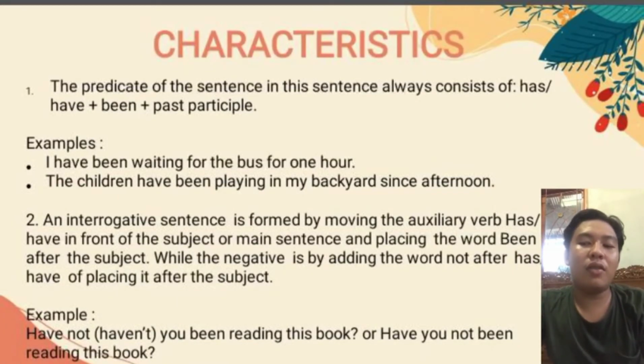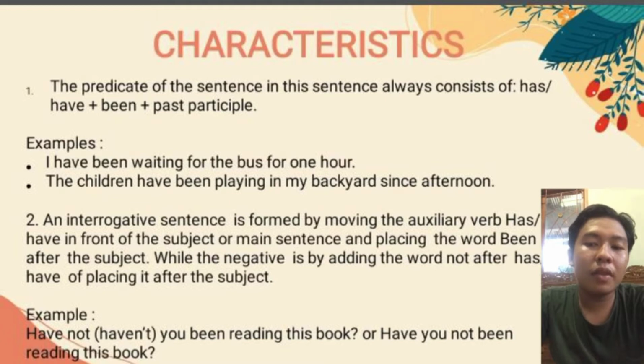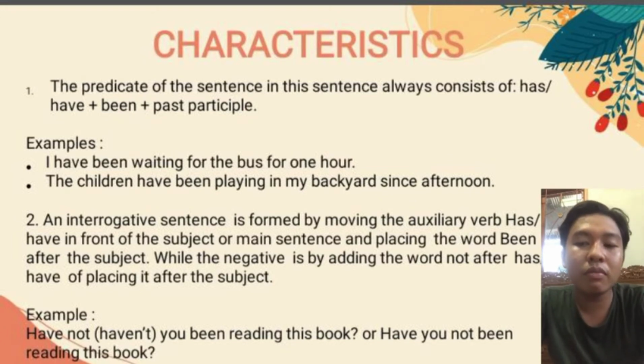Hello, I'm Padu. Today I want to tell you about the characteristics. The predicate of the sentence always consists of has, have, been, past participle. Examples: I have been waiting for the bus for 1 hour. The children have been playing in my backyard since the afternoon.